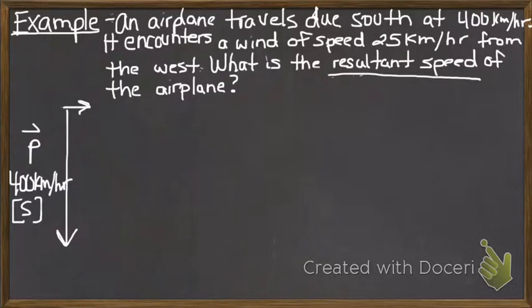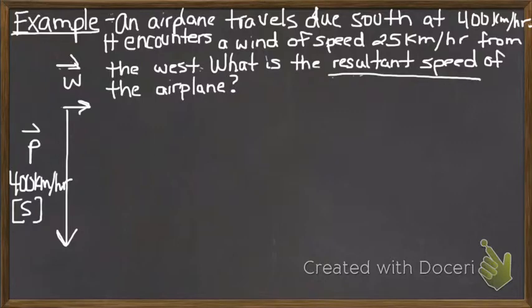So let's give that a name. We'll give it W with a little arrowhead on top. The magnitude is 25 kilometers an hour, and the direction is east because it's coming from the west. So how do we figure out the resultant speed of the airplane?